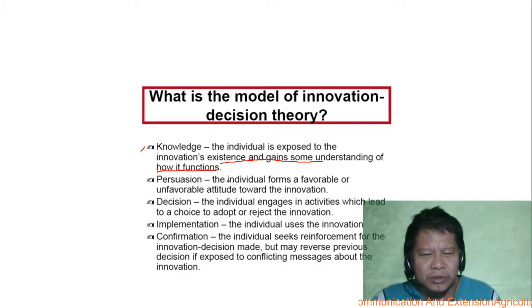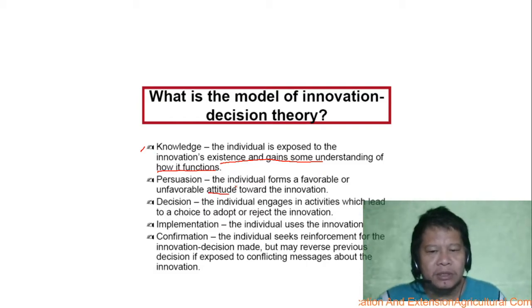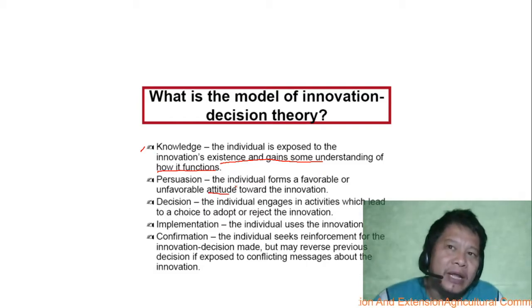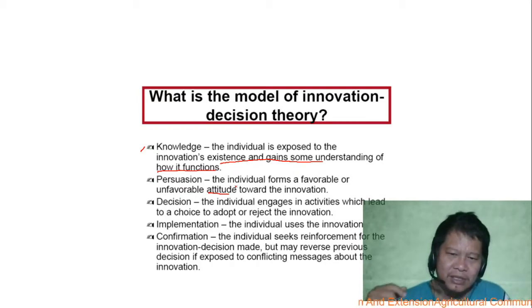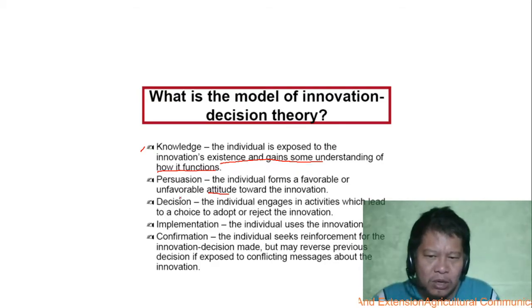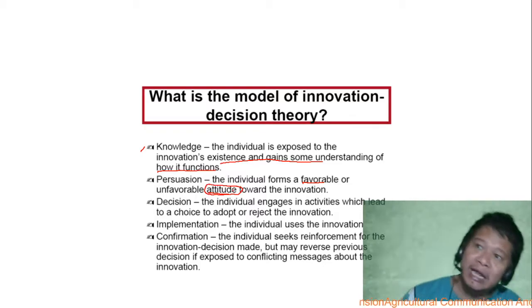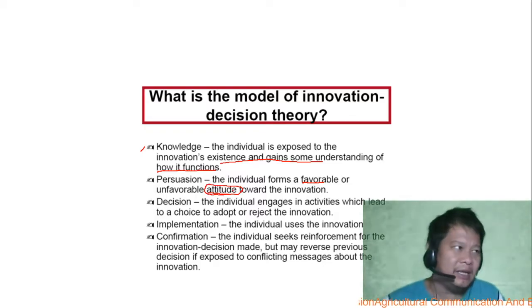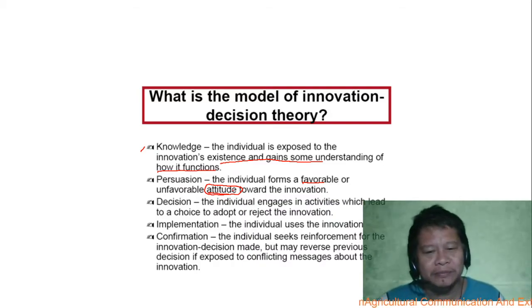So persuasion. During the persuasion stage, the individual forms a favorable or unfavorable attitude towards the innovation, no? Okay, nadani siya or wa siya nadani, no? So forms a favorable, or it could be unfavorable attitude towards innovation. Ay, di man ko ganahan. So wa siya na-persuade. Uy, ganahan man ko, o na-persuade siya, no? Marag nadani siya, na-agni siya, no?